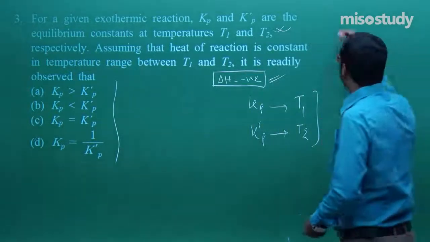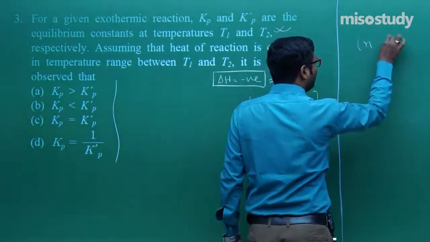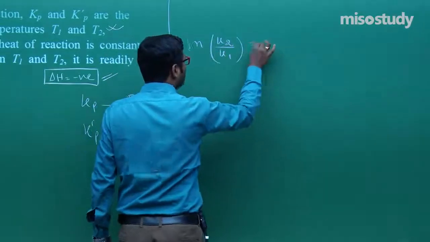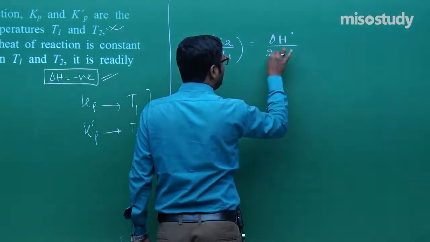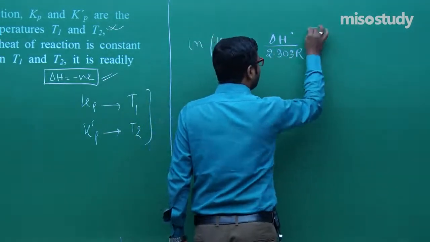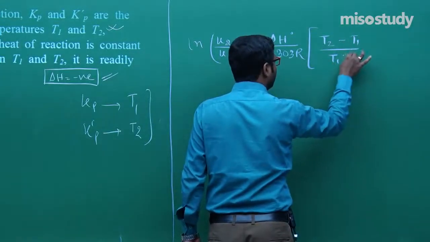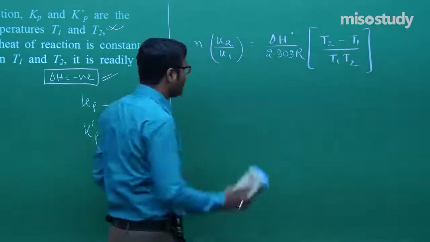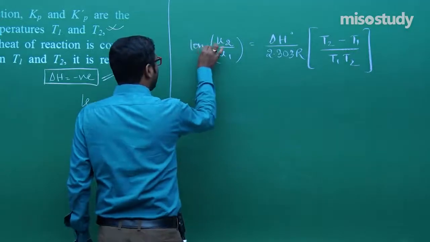Clear to you? Look at what I am telling. Do you remember? I have discussed ln K2 upon K1 is equal to delta H upon 2.303 R. Clear? Then T2 minus T1 upon T1 T2. Now the format will be changed here because we have to write log K2.